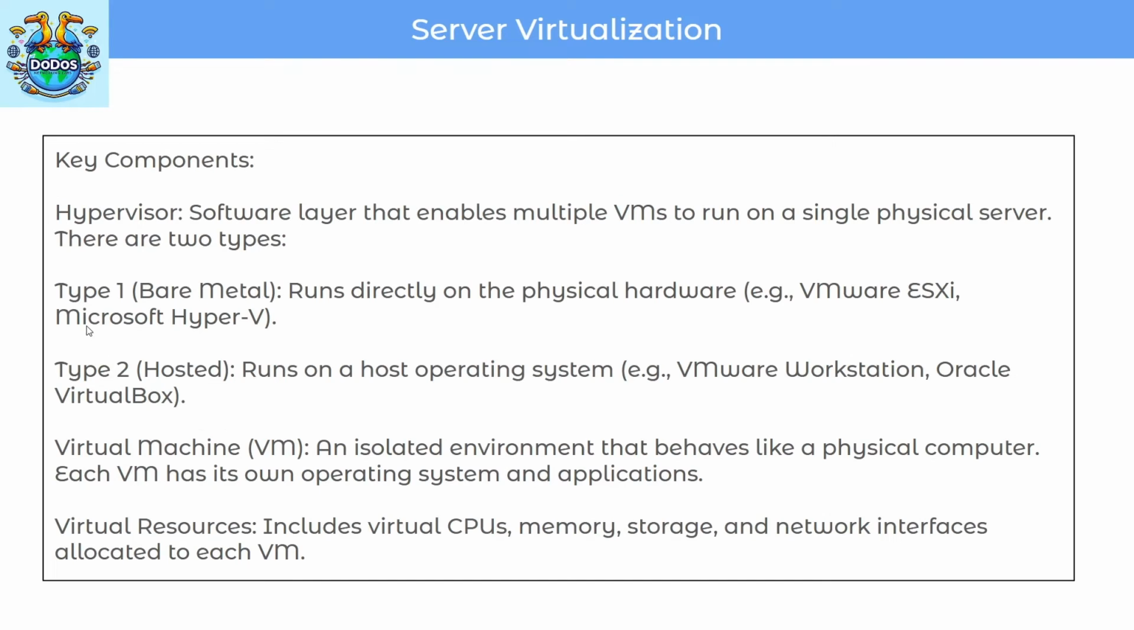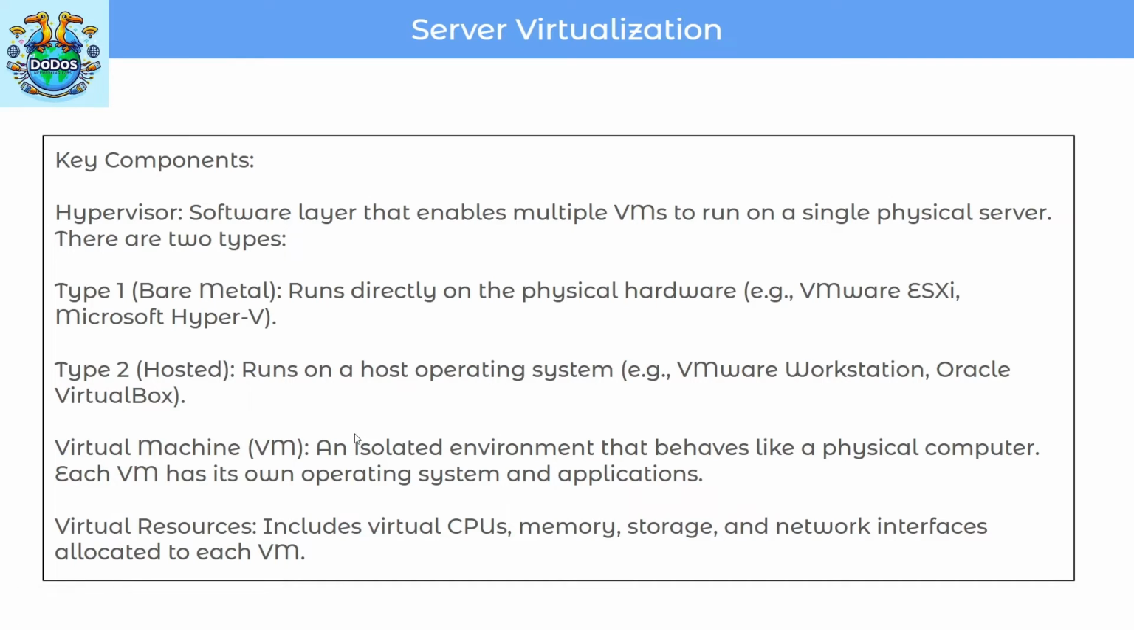The key components in server virtualization are, first, the hypervisor, which is a software layer that enables multiple VMs to run on a single physical server. There are two types of hypervisors. Type 1, bare metal, runs directly on the physical hardware. An example would be VMware ESXi. If you have experience with IT, you'll know what these are. Type 2 is hosted, which runs on a host operating system, like VMware Workstation or Oracle VirtualBox, things like that.